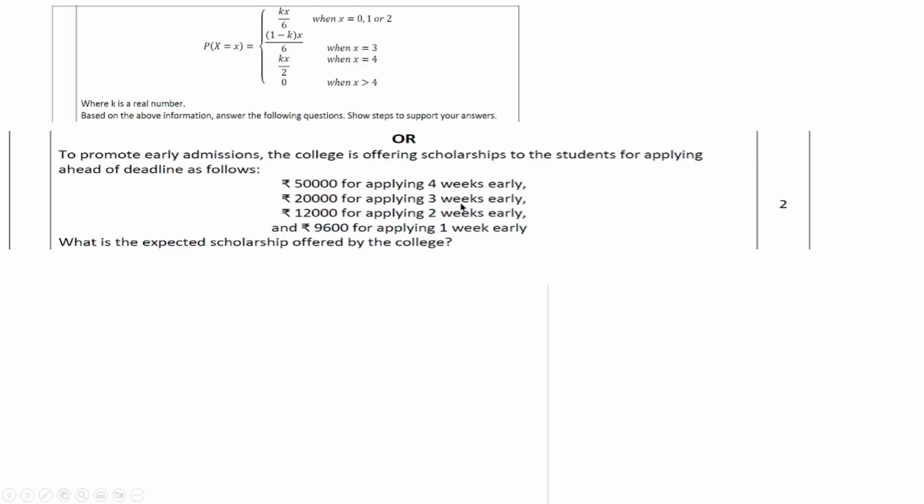Then we have the last question. To promote early admissions, the college is offering scholarships to the students for applying ahead of deadline as follows. Rupees 50,000 for applying 4 weeks early, 20,000 for applying 3 weeks early, 12,000 for applying 2 weeks early, and 9,600 for applying 1 week early. What is the expected scholarship offered by the college? Again, this question carries 2 marks. It has an internal choice, so it is the 'or' part of the same question.